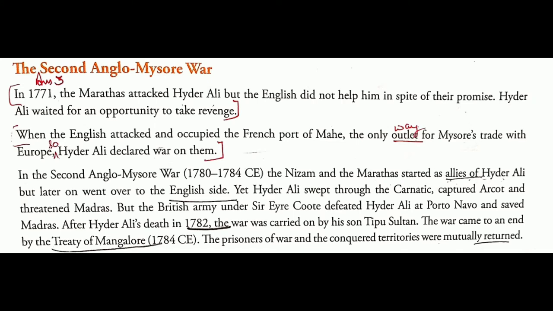In 1782, the war was carried on by his son Tipu Sultan. After the death of Hyder Ali, the war was carried on by Tipu Sultan, because he was also not happy with the death of his father. The war came to an end by the Treaty of Mangalore in 1784. The prisoners of war and conquered territories were mutually returned. So a peace treaty was declared, and the prisoners of war and the other conquered parts were mutually returned.